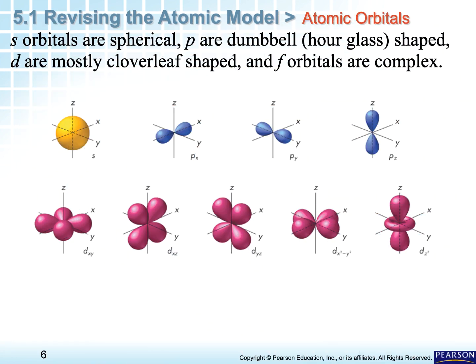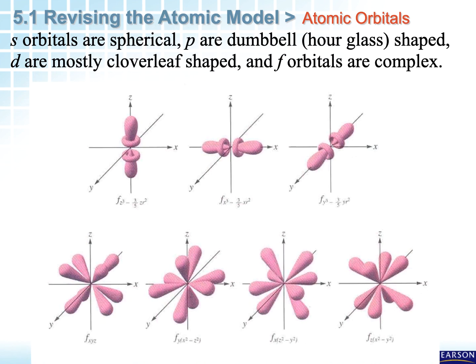So, the s orbitals are spherical like the yellow one. The 3 p orbitals are dumbbell shape or hourglass shape. And the 5 d orbitals are mostly cloverleaf, and the fifth one is a different shape. The f orbitals are just complex. We're not going to give them a shape.